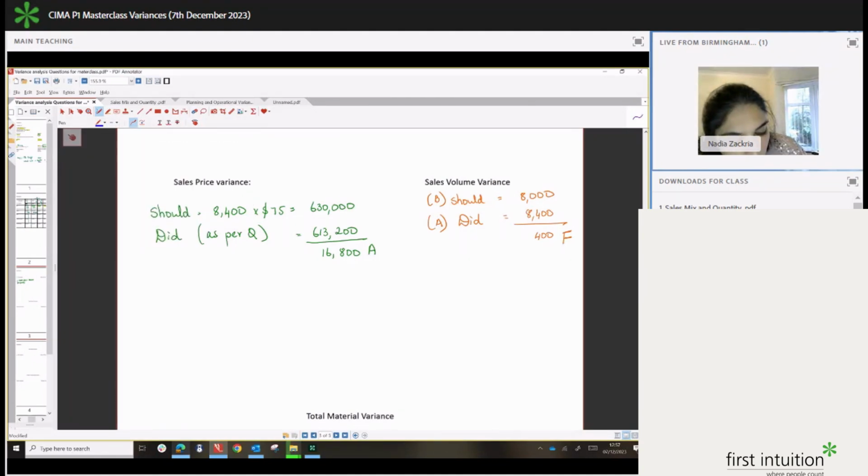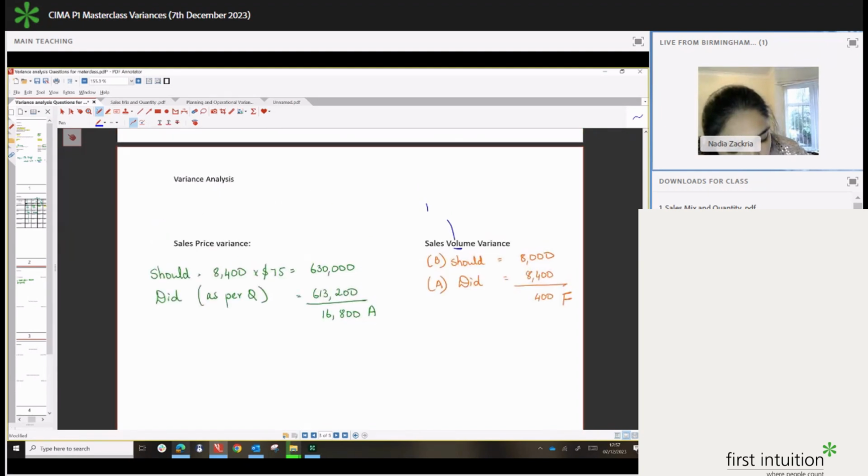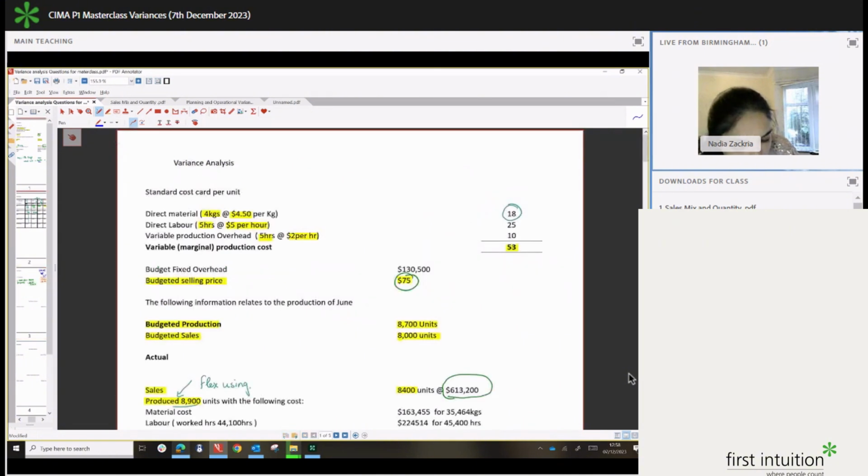Right? Whenever you're doing a volume variance, you could either use your profit figure or your contribution figure. When you're expected to use the profit figure, they would have given you your fixed overhead absorption rate per unit. If you have a look at this question, they've given you a total fixed overhead. They haven't given you a fixed overhead per unit, which means you're going to go with contribution.